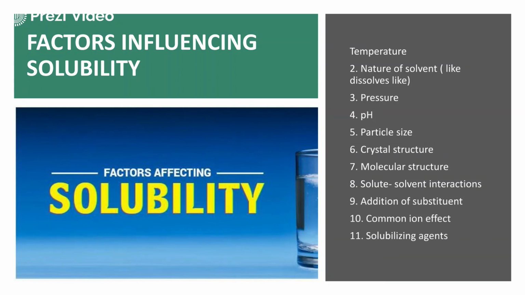Then molecular structure and solute-solvent interactions. If the solute-solvent interactions have strong forces like covalent bonds, they have more stability. Then the addition of substituents, which relates to saturated solubility. Then common ion effects and solubilizing agents. These are the various factors which ultimately influence the solubility of any solute in the solvent. In my next session, we are going to learn and discuss the various solute-solvent interaction mechanisms and ideal solubility parameters.